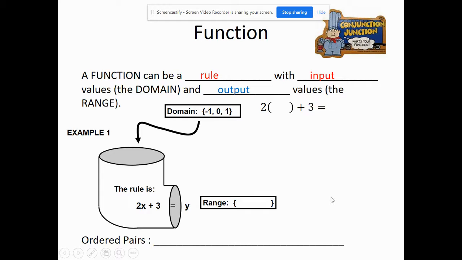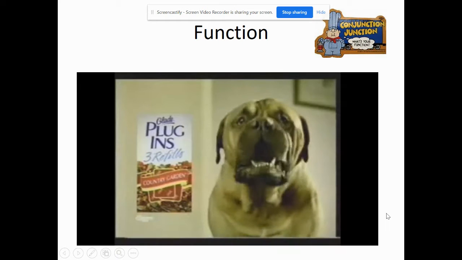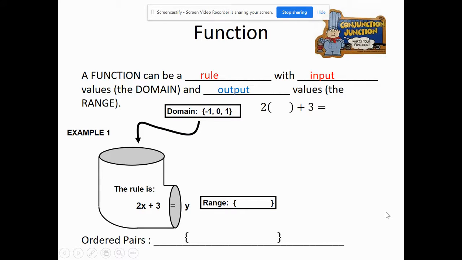And guess what I'm going to put in the parentheses? Rufus, our dog there, we're going to plug in a -1 because that's the first number. So I take 2 times -1, which is -2, added to 3 makes 1. So that makes 1 the output when the input was -1. Is that my range there? And I have the point (-1, 1), because it makes that point.